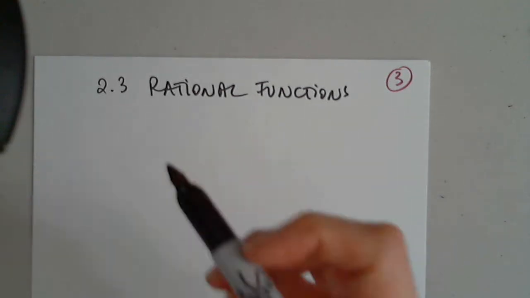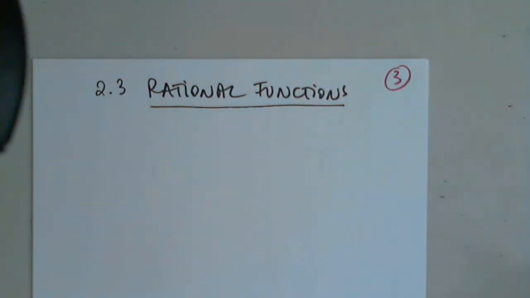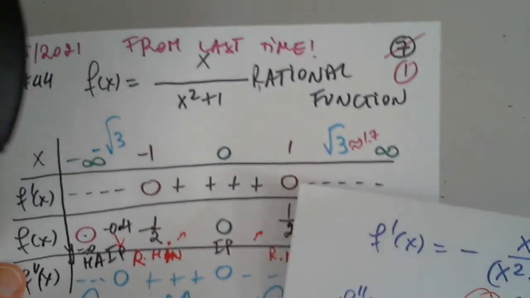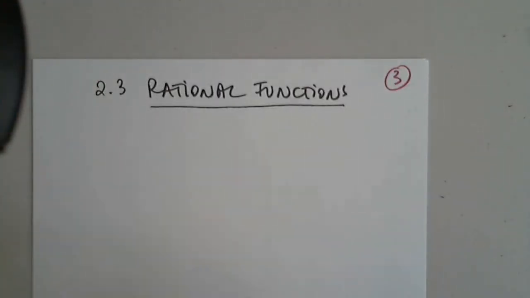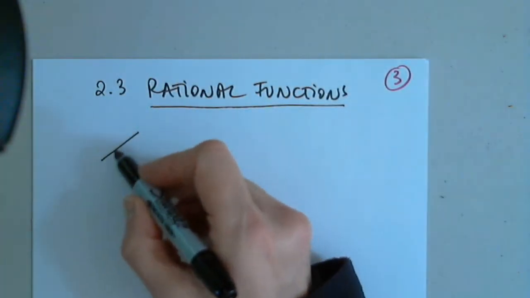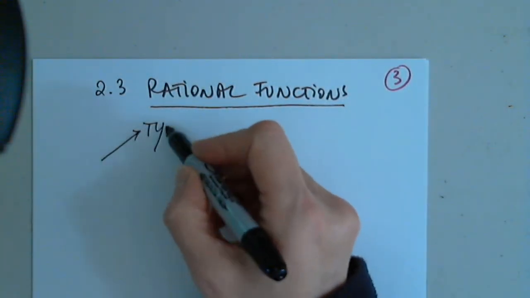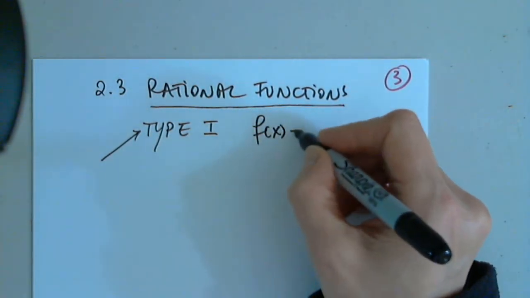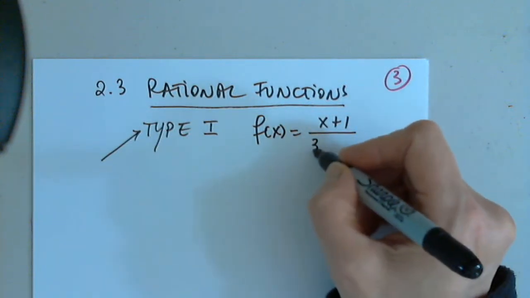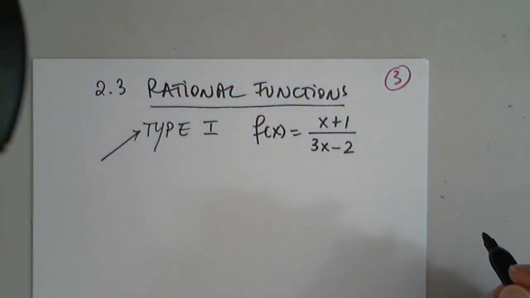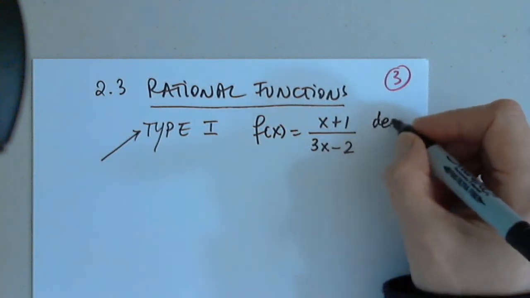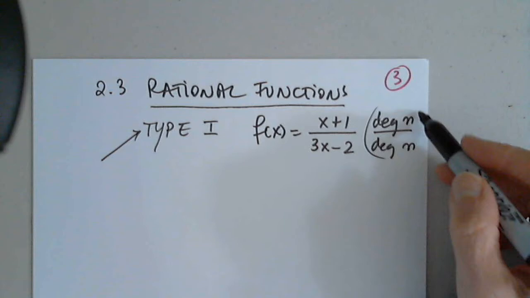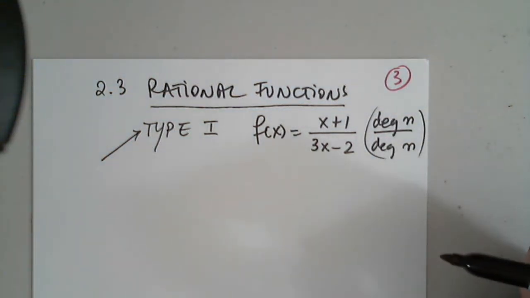Okay, very good. So we're going to look at the rational functions, and you could say, but what about this one? What was this all about? True. Now we're going to go into more detail. So rational functions are of different types. I like to call type 1 a rational function like this one. For example, f of x, x plus 1 over 3x minus 2. Why? Because it has the same degree, degree n over degree n. I like to call that type 1.